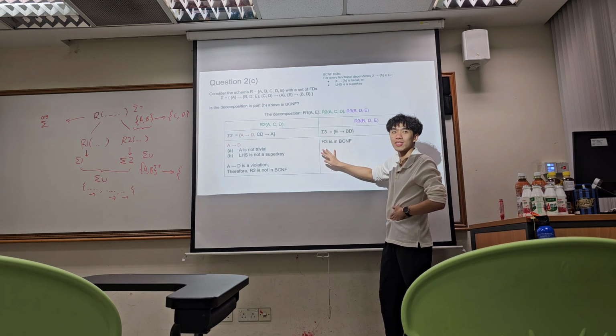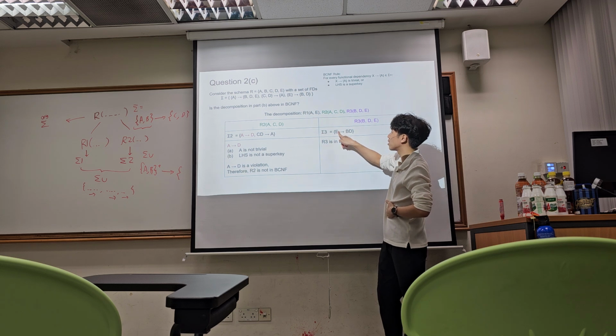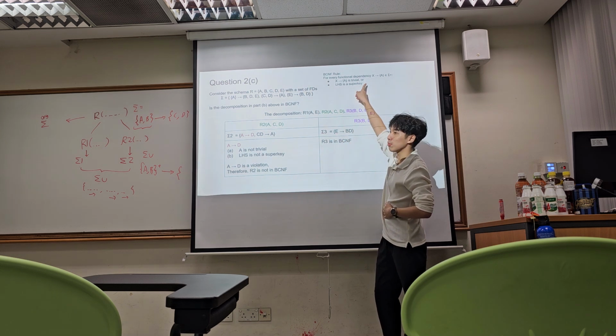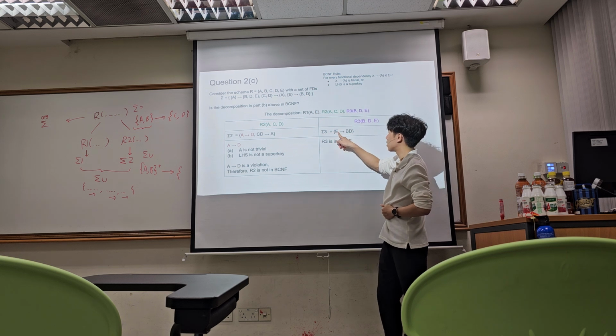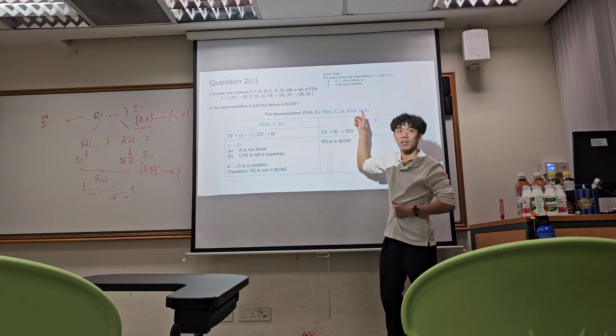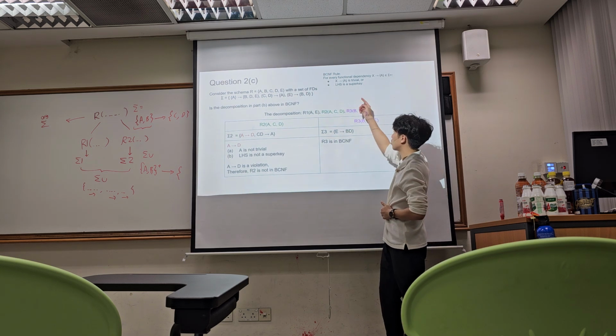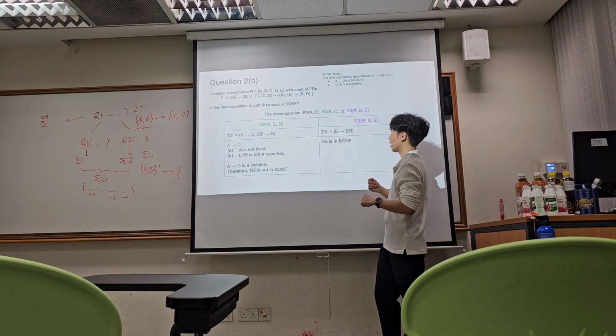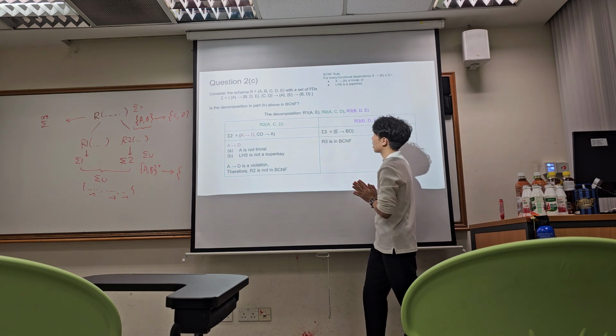So remember how we do this, right? We need to check every single functional dependency in the set, whether it is in BCNF or not. Okay, so is E trivial? No. Is E a super key? Yes, correct. So R3 is in BCNF.